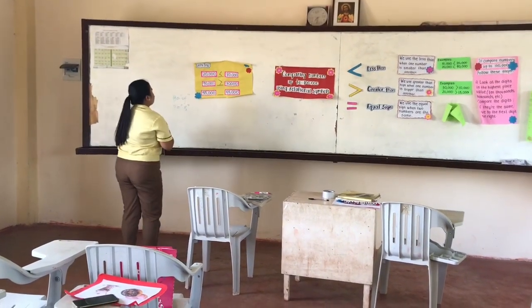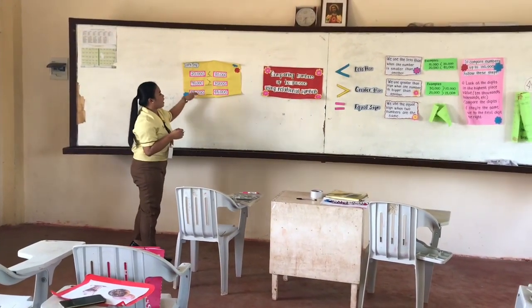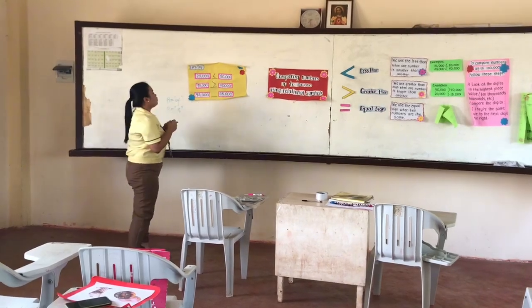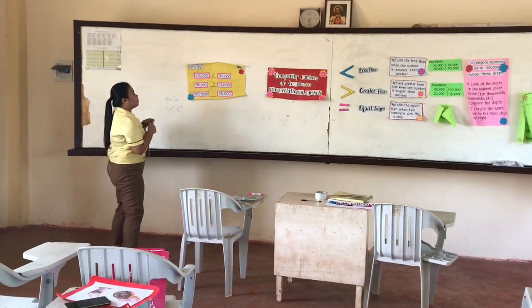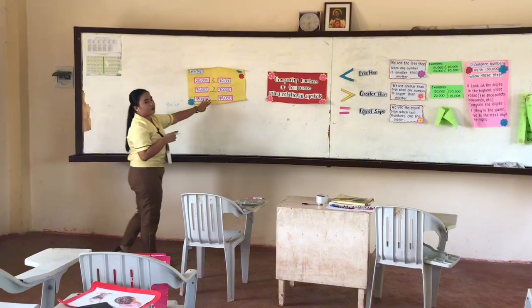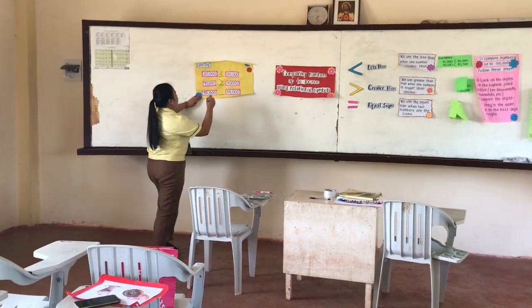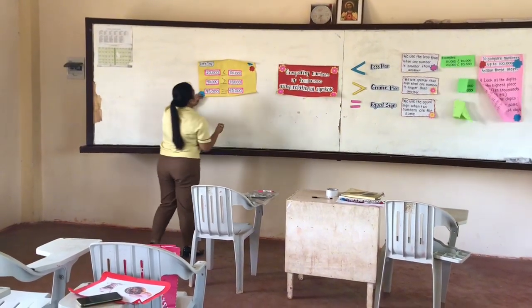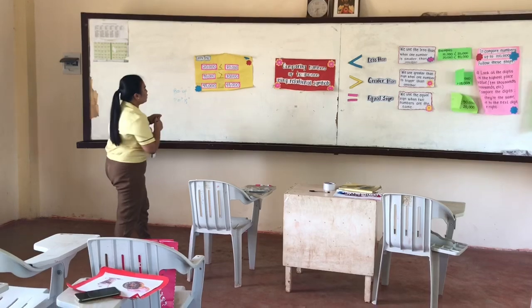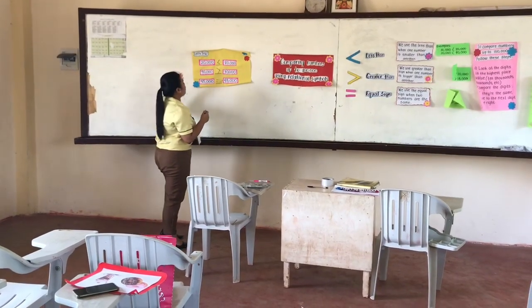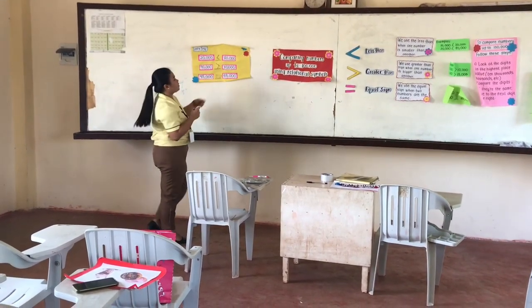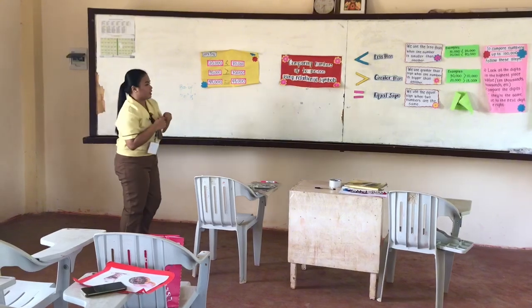The last is 45,000 and 45,000. So what will be the relational symbol that we're going to use in comparing these two numbers? It's the equal sign. Why? It's because 45,000 and 45,000 are just the same.